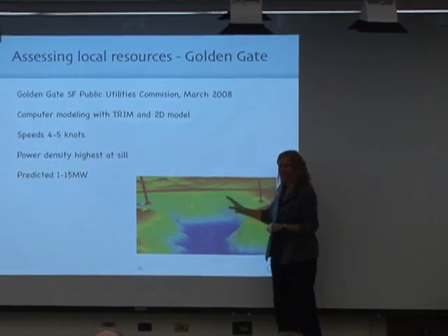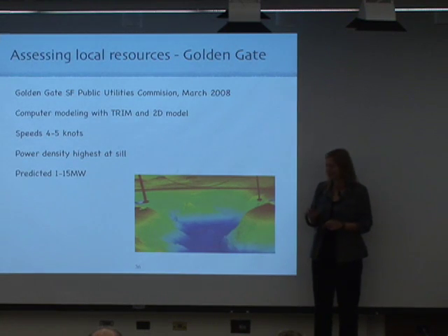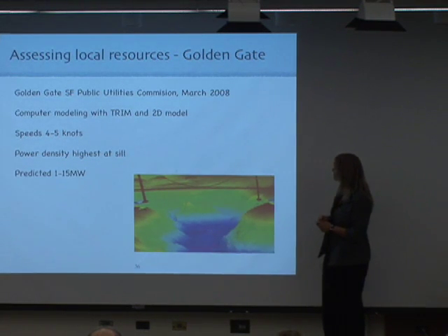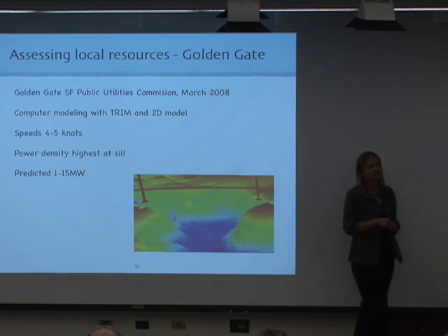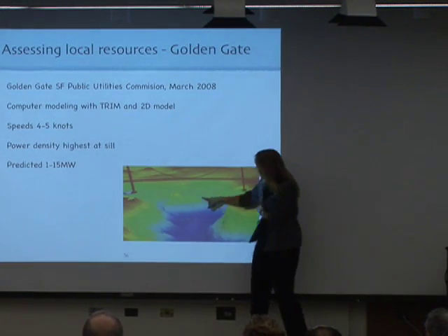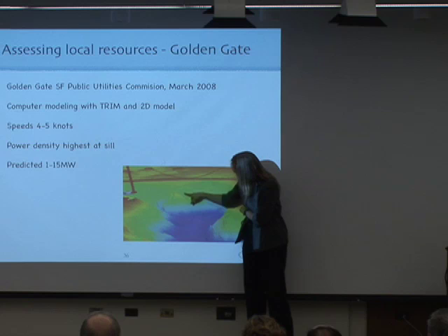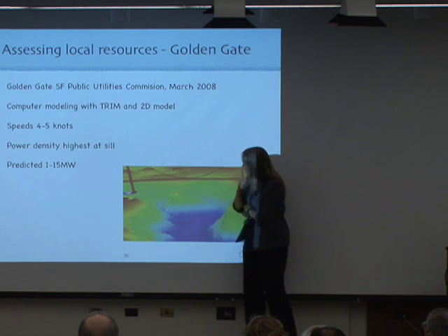I don't know how many of you have sailed on the bay, but it's actually really, really hard to sail against the tide, right? You have to know your tides, otherwise you get stuck on the ocean. So the speeds are about 4 to 5 knots in most places. So that's a really nice site. It's best here on this sill. There's this little sill sticking up here, right in the middle of this almost underneath the Golden Gate. And there you have the highest power density.